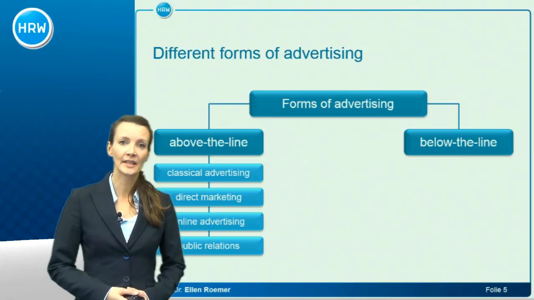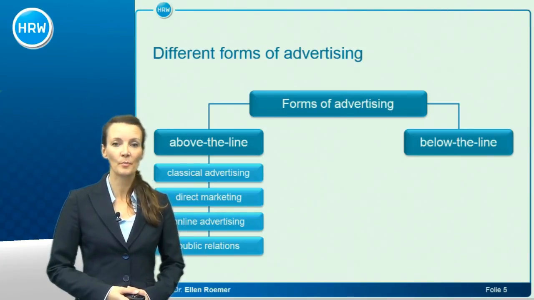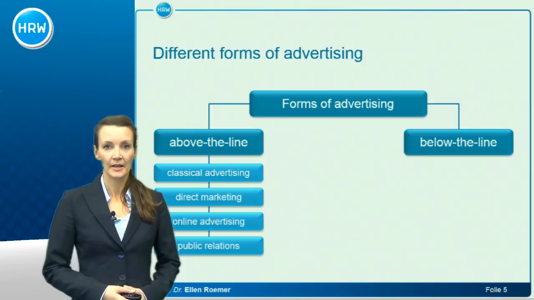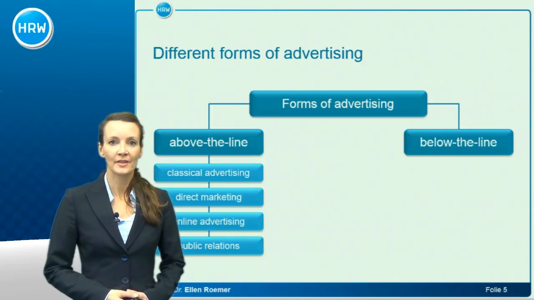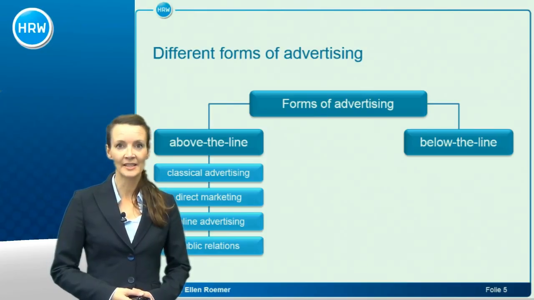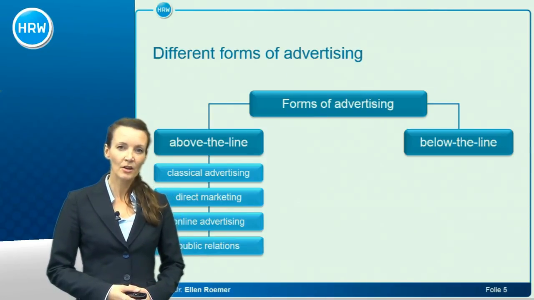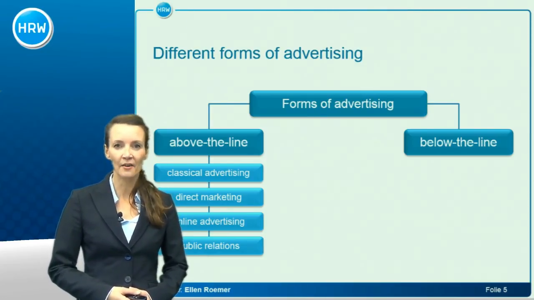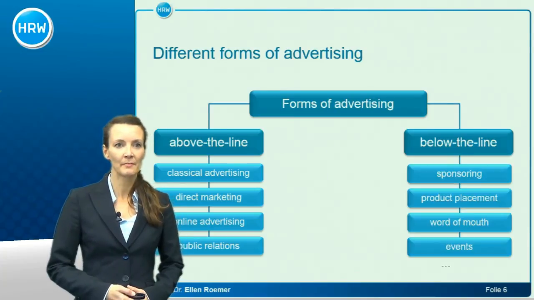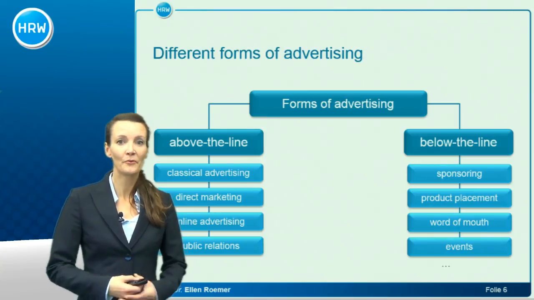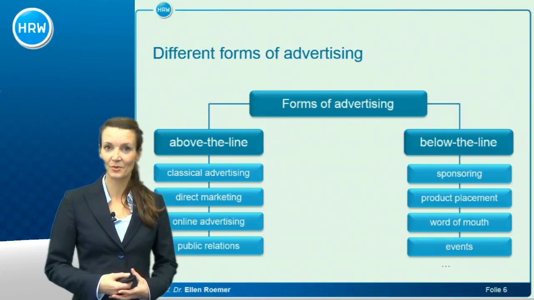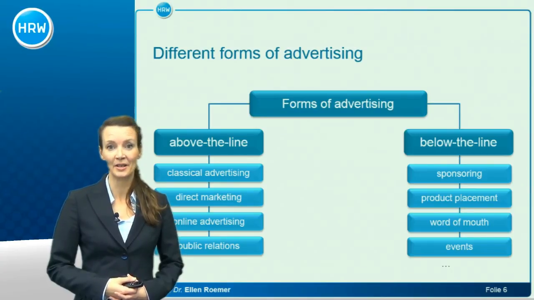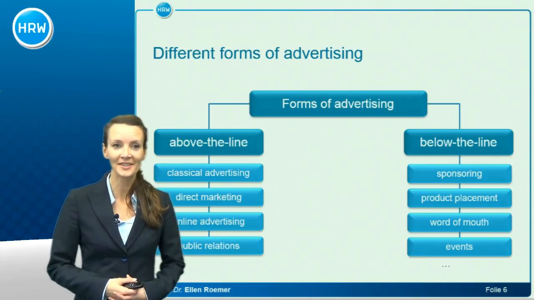On the right-hand side, you see that there are also below-the-line measures. These are measures that actually are not identified as advertising by the consumer. They are a lot more subtle or more indirect, and I will give you some examples. For example, sponsoring, of course, you know, football teams are usually sponsored by different companies. This is also advertising, but below the line because it's not obvious.